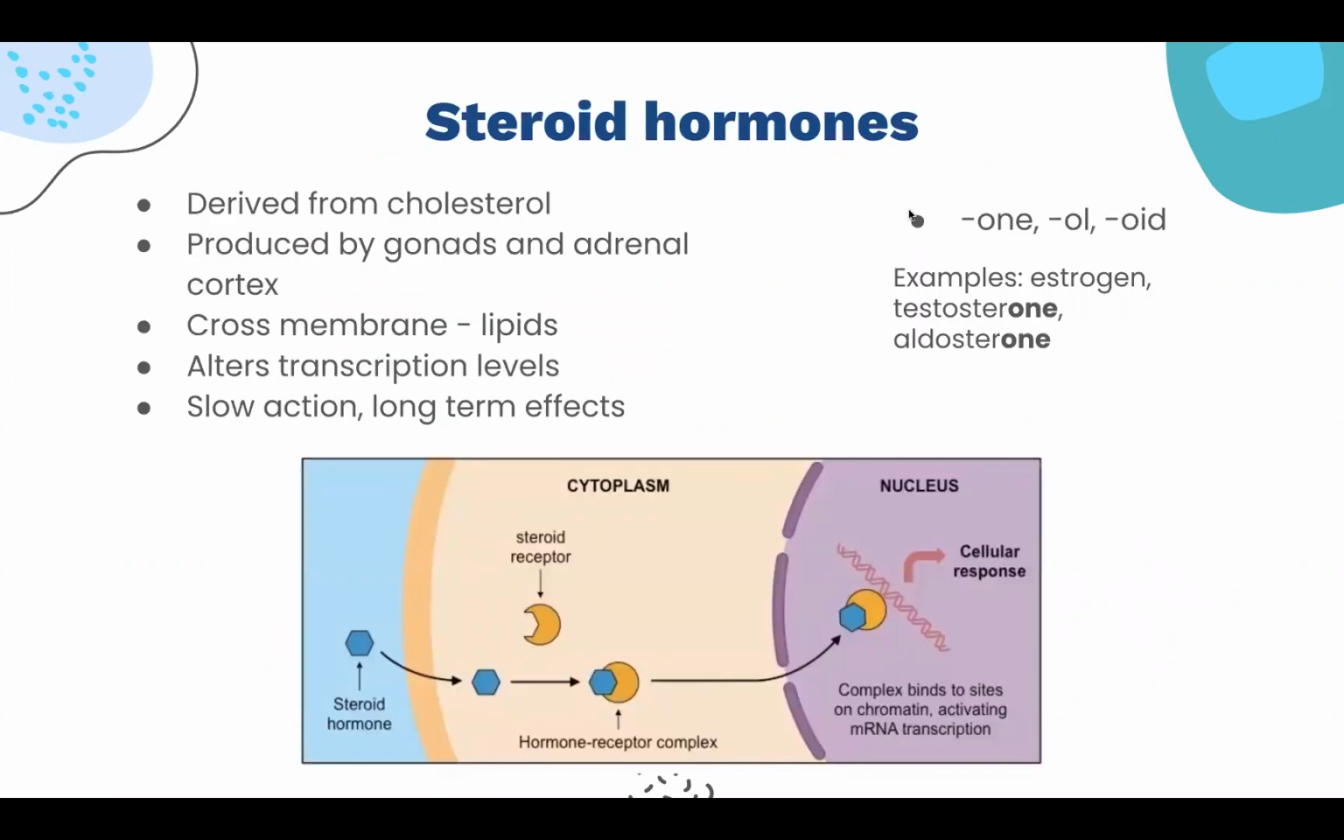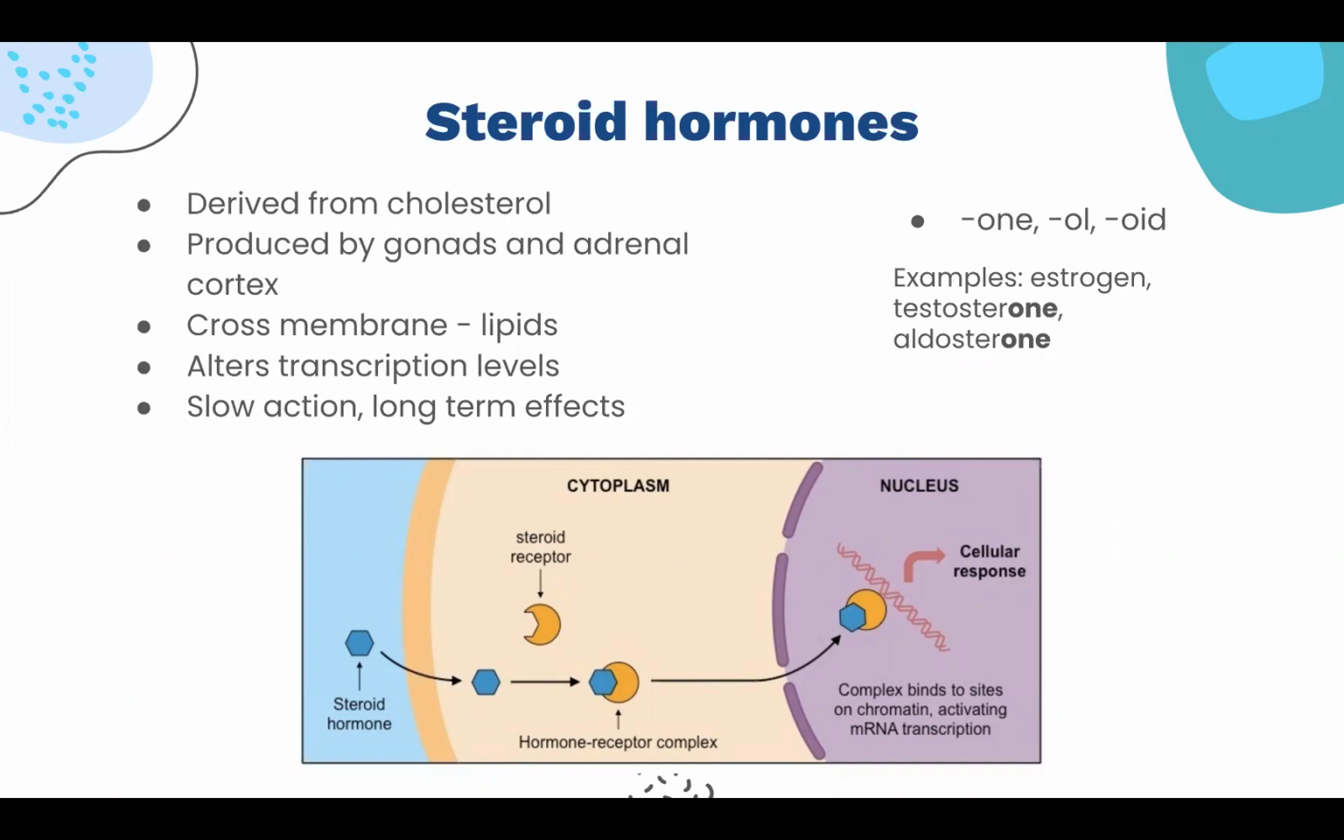The last type of hormone we'll talk about is steroid hormones, which are derived from cholesterol and are therefore lipid soluble, meaning that they can cross the cell membrane quite easily. Once the steroid hormone binds to the steroid receptor to make a hormone receptor complex, it can travel to the nucleus and directly alter the transcription of genes.